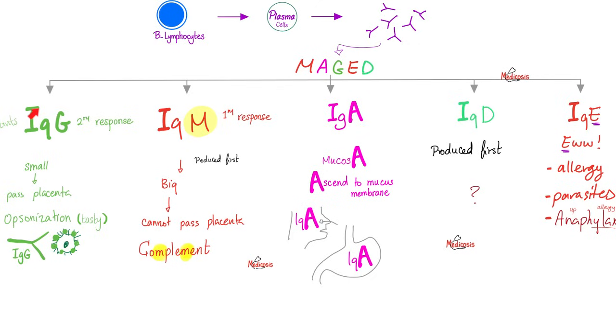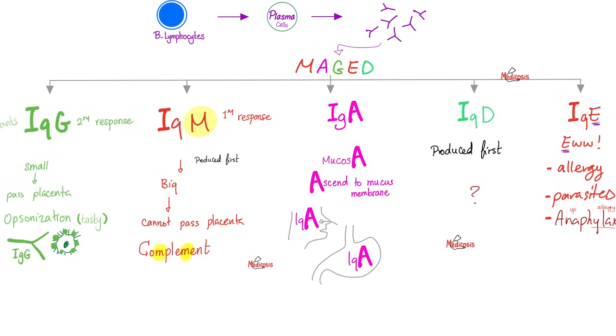IgG, the most abundant, like ants. It's all over your body. Very small, therefore it can cross the placenta. It's important for opsonization. It makes the bacteria tasty so that you eat it better, faster, and stronger. IgG is responsible for the secondary response when you see the same bacteria for the second time.